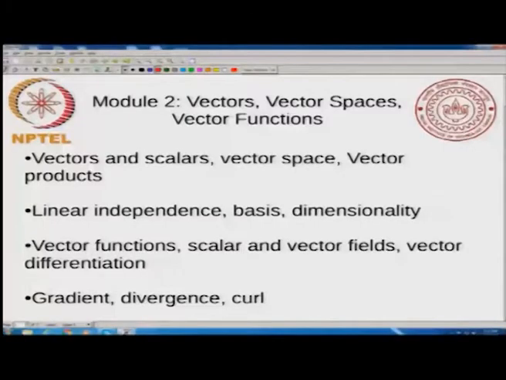Today's lecture, I will introduce vector functions, or functions of vectors. In that, I will talk about two types of functions, what are called scalar and vector fields, and then we will briefly mention vector differentiation. But I will talk about the details of vector differentiation in the next class, where we will talk about gradient, divergence and curl.